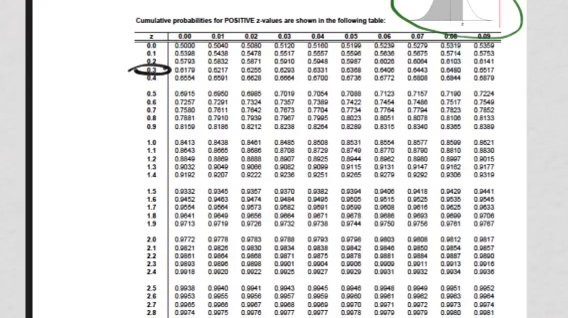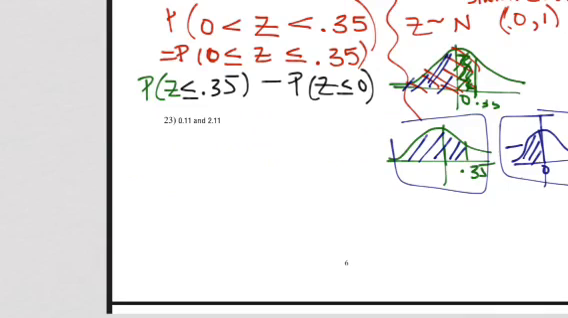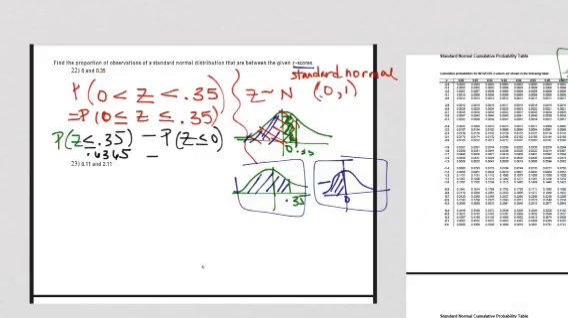So 0.3 plus 0.00 is 0.3. 0.3 plus 0.01 is 0.31, 0.32, 0.33, 0.34, 0.35. You want 0.35, so you want the number that is right here. 0.6368 is the probability of being less than 0.35. So all the way back here, I hope I remember this number, 0.6365, and the probability of being less than 0.